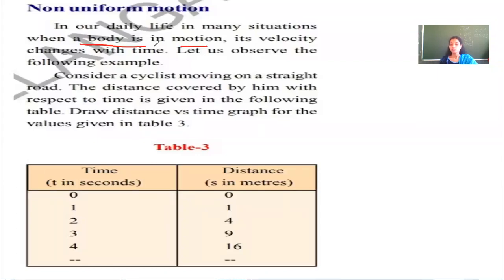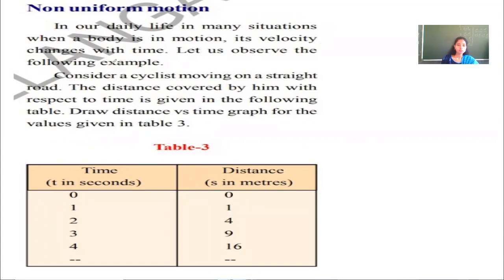Okay, so here when an object is moving from one place to another place, its velocity changes with respect to time. Here time is always constant. It will change unit by unit only, 1 second after 2 seconds only. But here the velocity changes, the direction of the object, the speed of the object changes according to the situation.